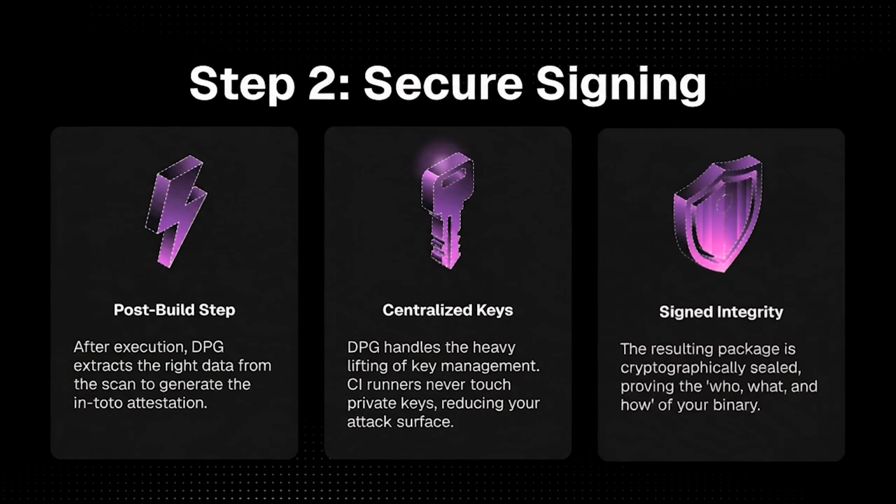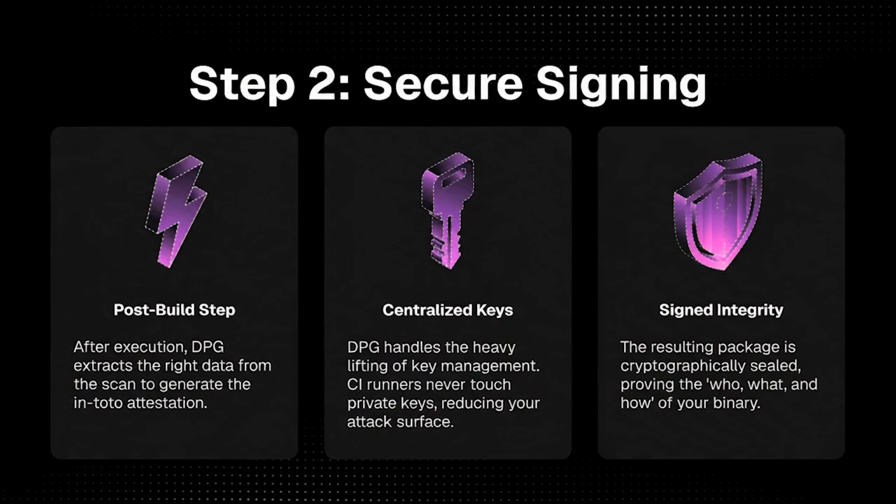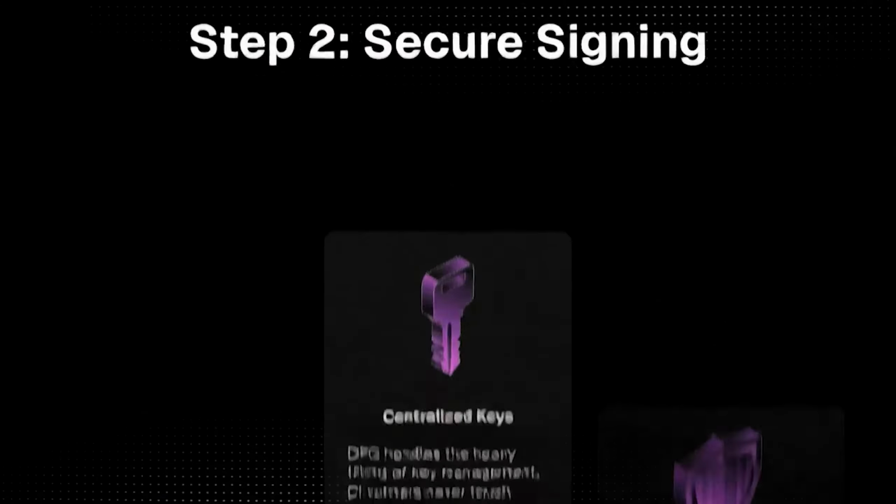Once the build completes, we run a post-build step where Provenance Governor takes the data from a build scan and generates the in-toto attestations. One of the biggest wins here for security is that Provenance Governor handles all of the signing for you. Your CI runners don't need to store or manage sensitive private keys. Develocity Provenance Governor manages all of that complex work centrally.